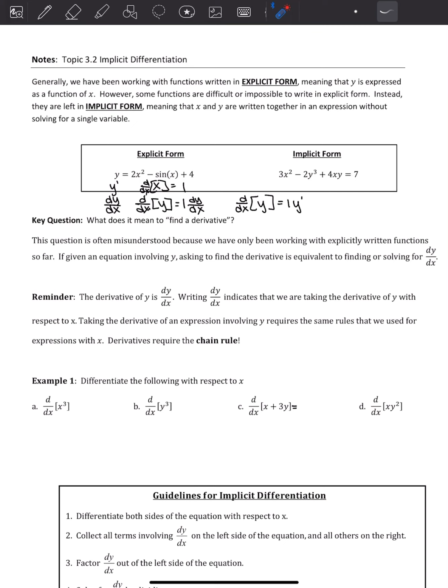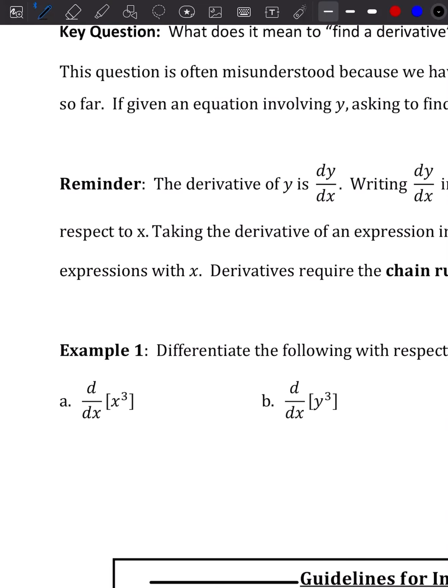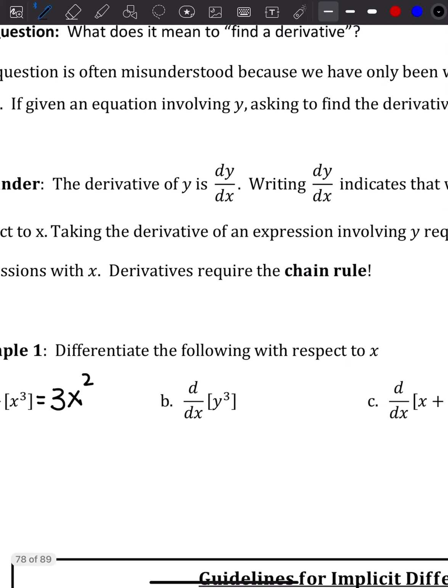So the big key here is that we're going to use chain rule without really seeing it a lot of the time, and that's because y could be a function that has an inside. So if I took the derivative of x cubed, our power rule says that we would get 3x squared. If I took the derivative of y cubed, we still get 3y squared, but because we don't know what's inside of y, we still have dy over dx.